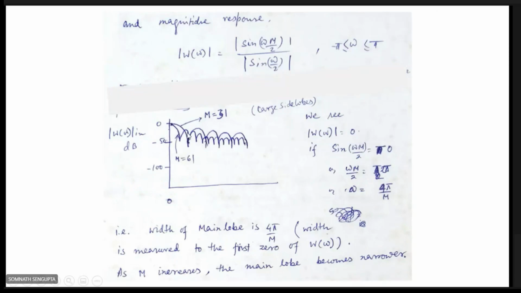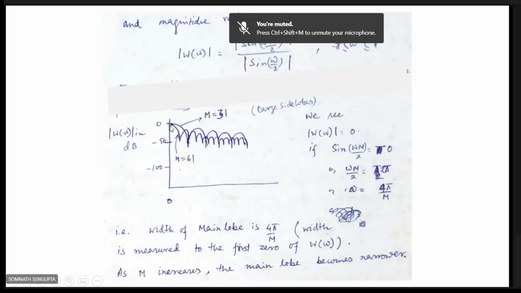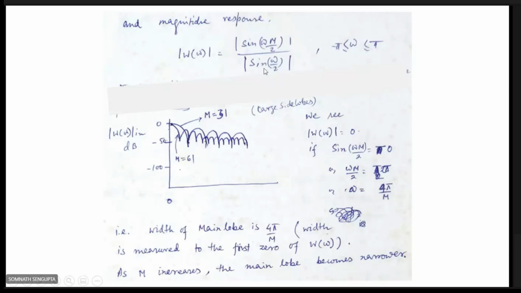If you plot the frequency domain representation of the rectangular function, it will have main lobes and side lobes.